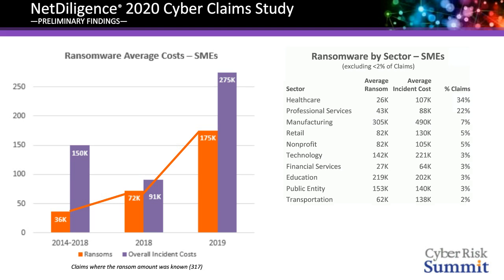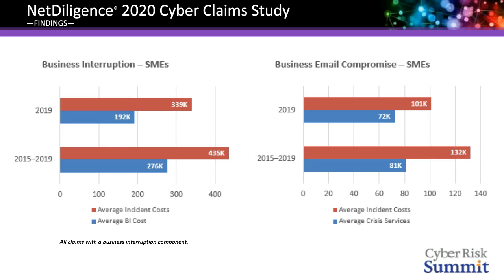I wanted to mention a little bit about business interruption impacting SMEs as well as business email compromise. So in 2019, business interruption, the average for an SME was $339,000. And if we looked at the 5-year window, 2015 to 2019, it was up significantly to $435,000. This is, again, representative of over 1,600 claims, so it's a pretty large population.